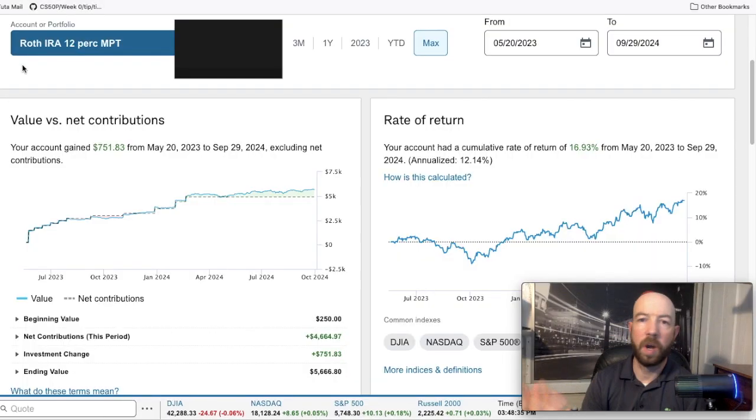Okay, so this is Schwab. They have a portfolio return tool, and you can see I named this portfolio Roth IRA 12% Modern Portfolio Theory. So using Modern Portfolio Theory, hoping to get the 12%. I just went to max for the date, and so I just started in May of 2023 and have run it out today. So rate of return, your account has a cumulative rate of return of 16.93% from May 20th, 2023 to September 29th, 2024. So annualized, that's 12.14%, which is what we're shooting for with the 12%.